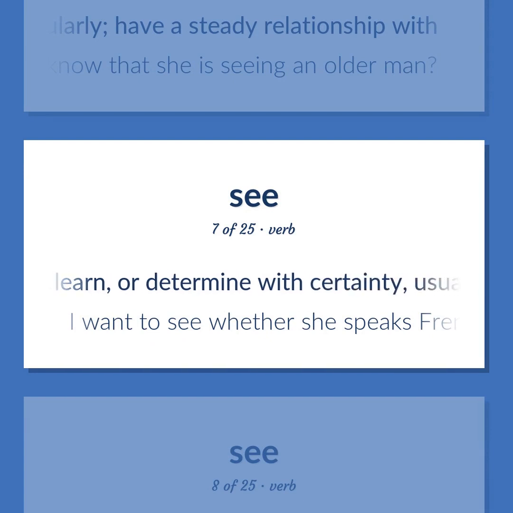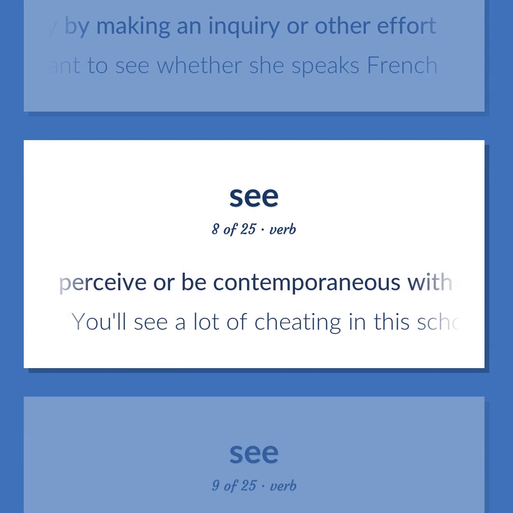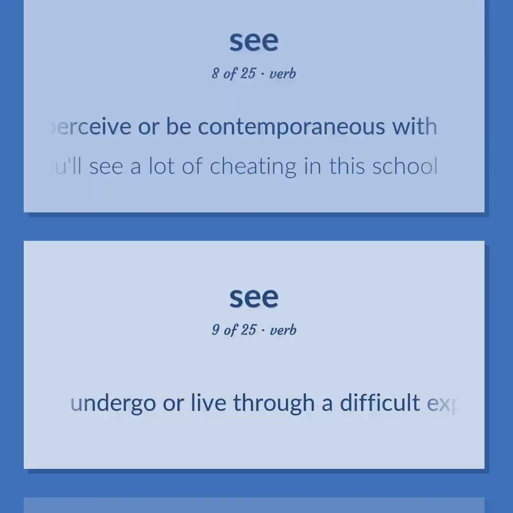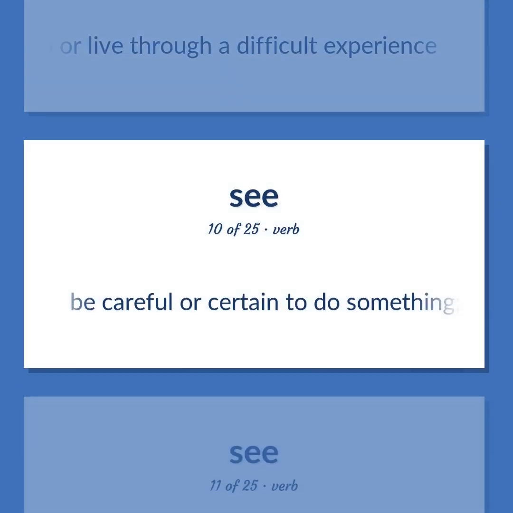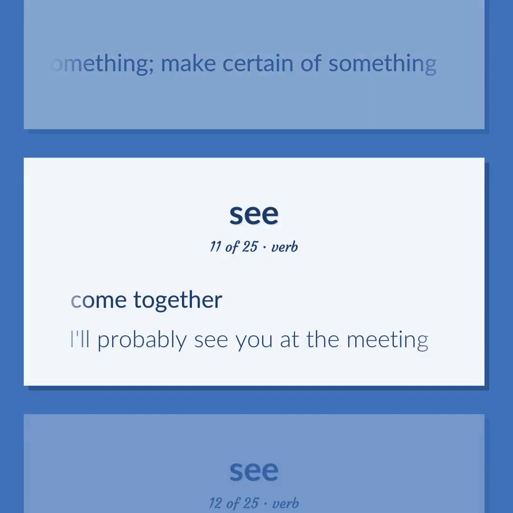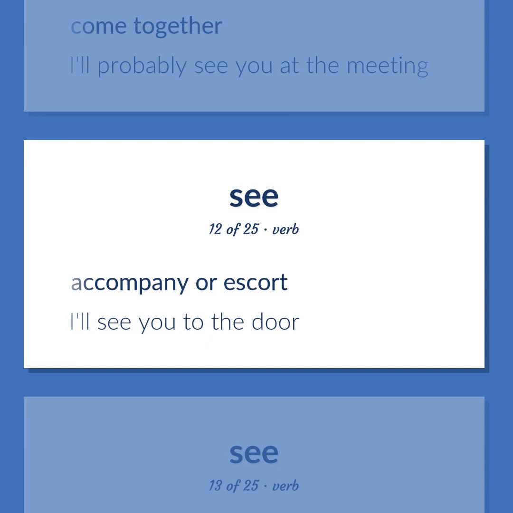Find out, learn, or determine with certainty, usually by making an inquiry or other effort. I want to see whether she speaks French. Perceive or be contemporaneous with. You'll see a lot of cheating in this school. Undergo or live through a difficult experience. Be careful or certain to do something. Make certain of something. Come together. I'll probably see you at the meeting. Accompany or escort. I'll see you to the door.